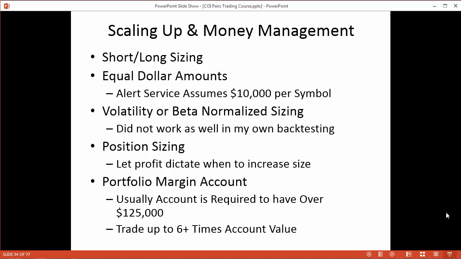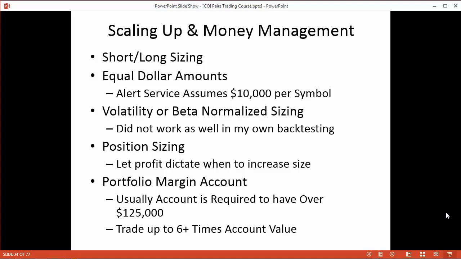Also, another way to scale up is to use portfolio margin. Usually you need to have an account with over $125,000 in it to get portfolio margin. However, what portfolio margin does for you is it allows you to trade up to 6 times or over your account value. The reason this is attractive for pairs trading is because pairs trading is pretty low risk, and we don't mind using leverage to increase the amount of exposure that we have to the market, because we're pretty much equally hedged on each side of our trade. Our account should be pretty much half longs and half shorts, so it's fairly low risk to begin with, so there's less danger in using leverage to enhance our returns.